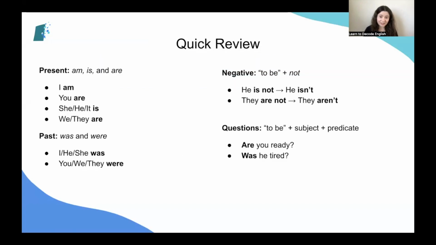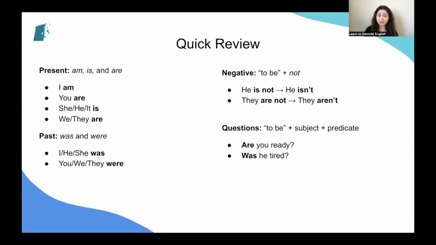Before moving on to our quick test, let's review. The present tense forms of the verb to be are am, is, and are. I am, you are, she is, he is, it is, we are, they are. The past tense forms of the verb to be are was and were. Was is for singular, were is for plural. I was, he was, she was. You were, we were, they were.